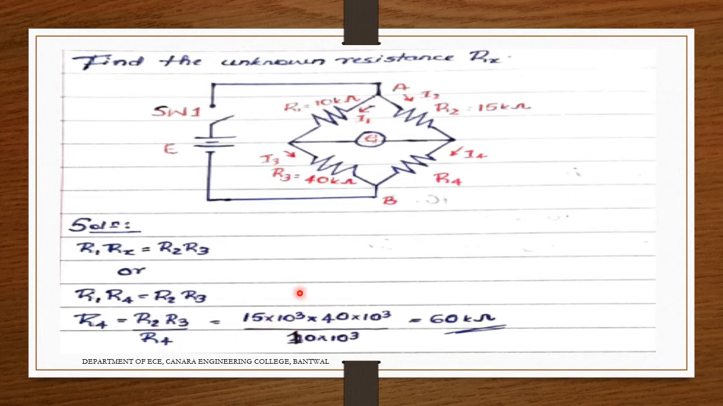The R2 value is 15 kilo ohms and the R3 value is 40 kilo ohms, divided by R1, which is 10 kilo ohms. When we simplify this we get the value of 16 kilo ohms. This is the basic equation of the Wheatstone bridge, which we use when the bridge is balanced.